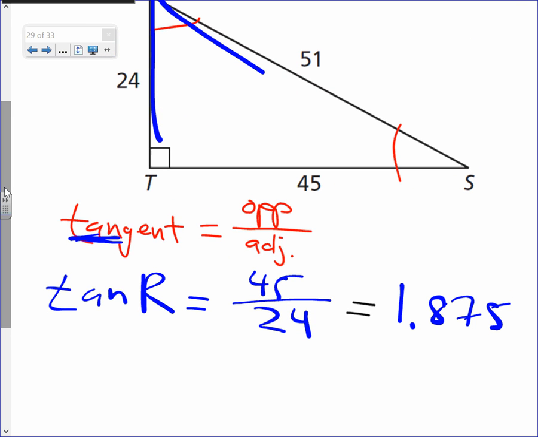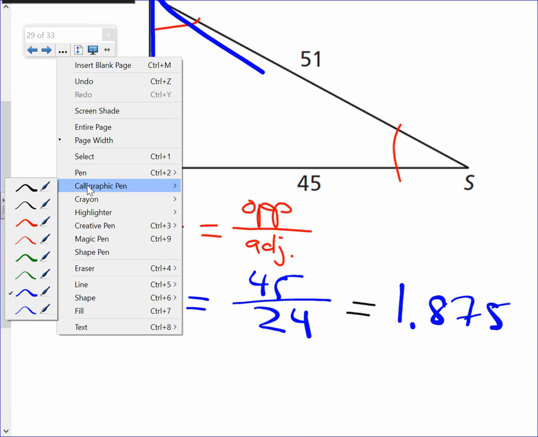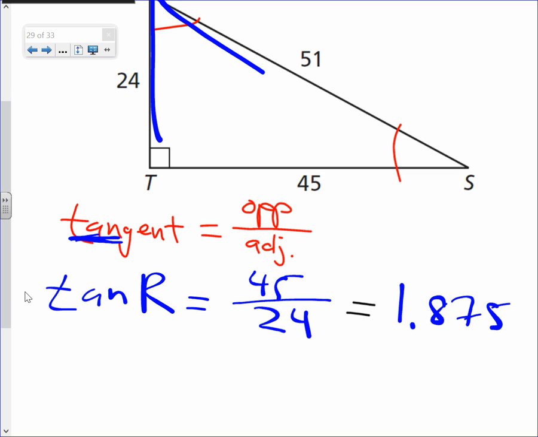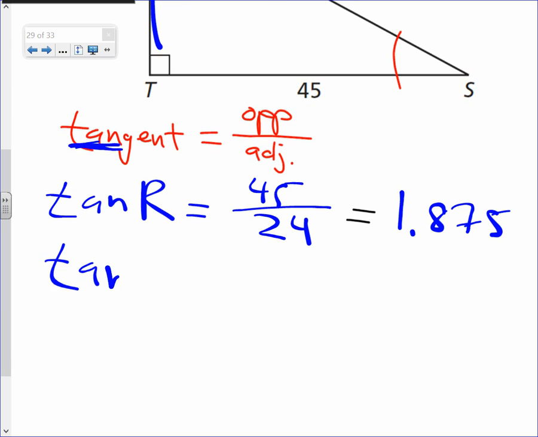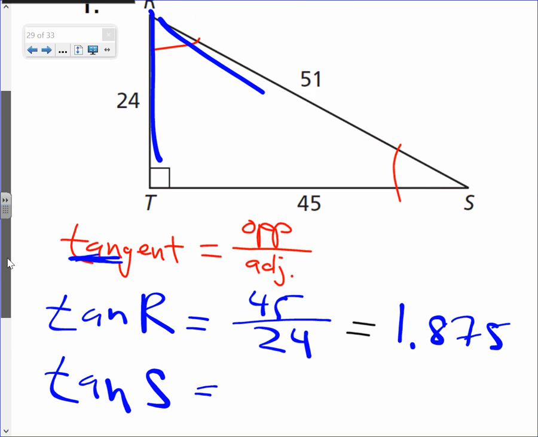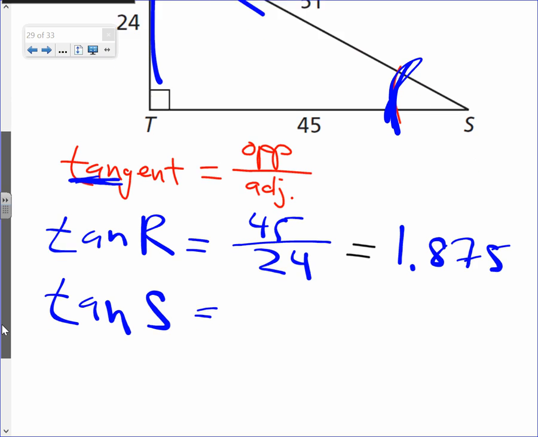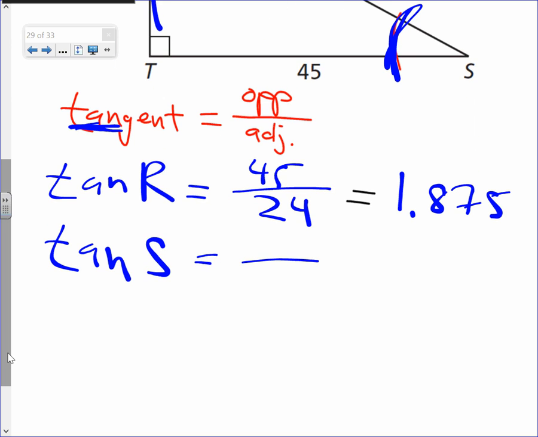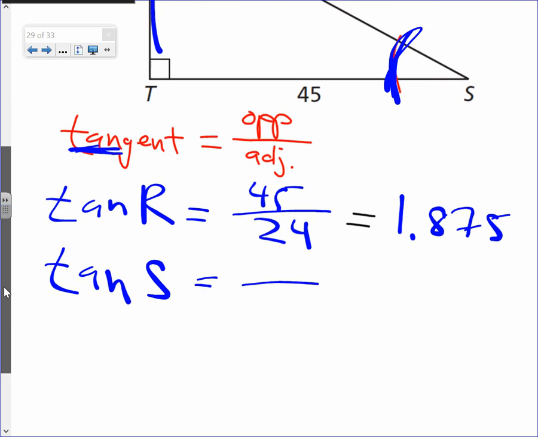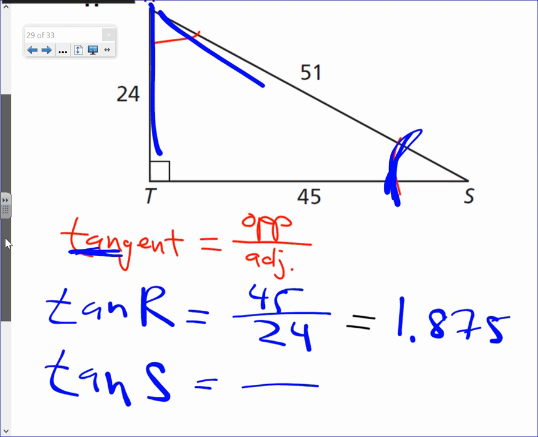But Medina, what's the other acute angle? What angle? Thank you. Let's take the tangent of S now. Here's S. Okay, the ratio is always opposite over adjacent. Santiago, you're with me? Can you tell me what side is opposite S?